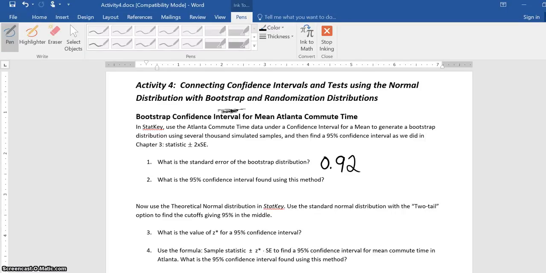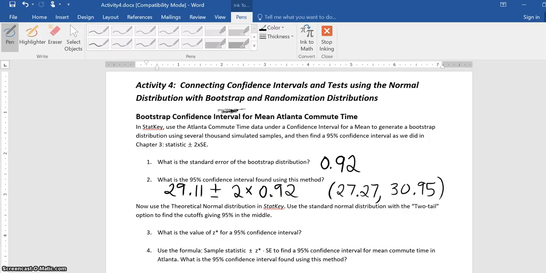Now we want to find the 95% confidence interval using the method from Chapter 3. So we take our sample statistic, 29.11, and we add and subtract 2 times our standard error of 0.92. This gives a 95% confidence interval going from 27.27 minutes up to 30.95 minutes. And we are 95% confident the true mean time for commuting among all Atlanta commuters is between 27.27 minutes and 30.95 minutes.